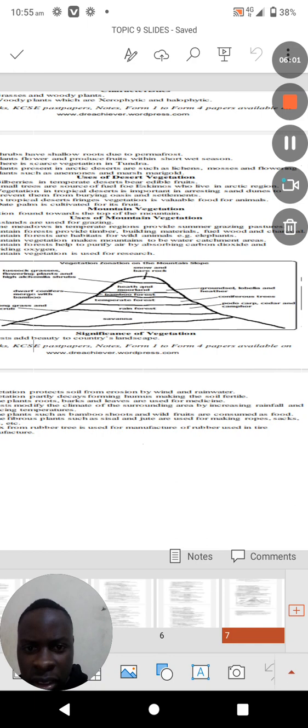As you can see here, the map of Kenya showing different vegetation zones. We have the mangrove forest, the equatorial forest, plateau, mountain, heath and moorland, coconut and tall grass, evergreen bush and thicket, the scrub vegetation and the swamp vegetation.